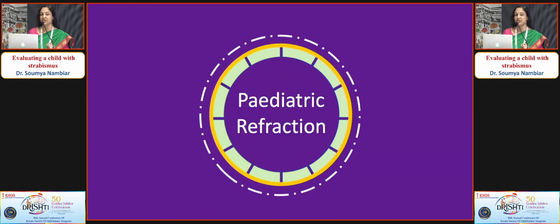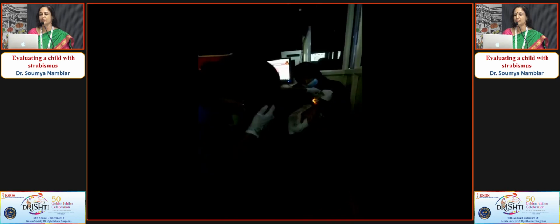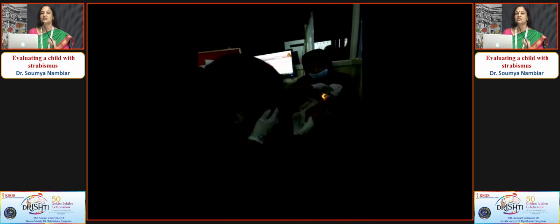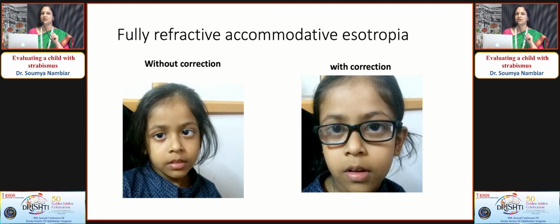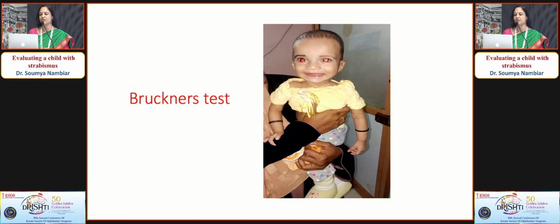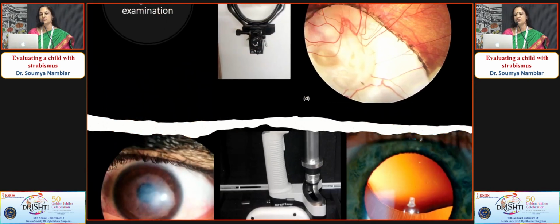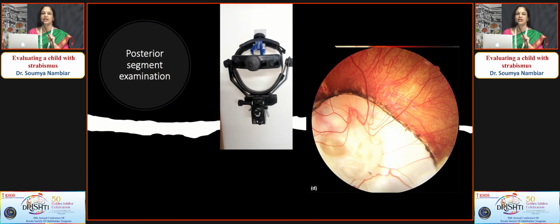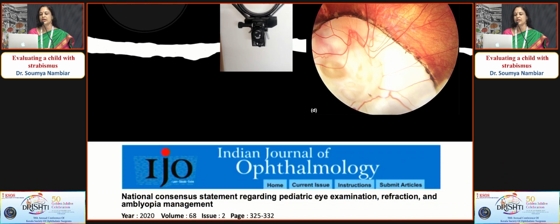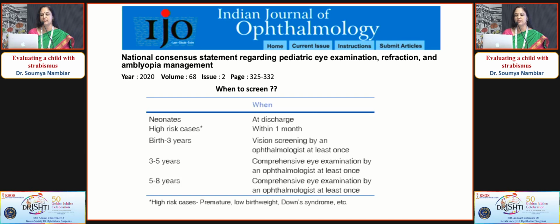And more than the pediatric refraction, which Ramya has already told about the importance of, remember that there are some deviations which can merely be corrected with glasses. So if you identify it, you can give a full strabismic correction for the child. Bruckner's test, she has already told about, and this helps in detecting strabismus, especially in the strabismic eye, where the images will be clear. Anterior and posterior segment examination is definitely mandatory in all cases of strabismus, so as not to miss out anything else. And this is the consensus which has been given on when to examine the child: at least by 3 years, the child has to be examined once.